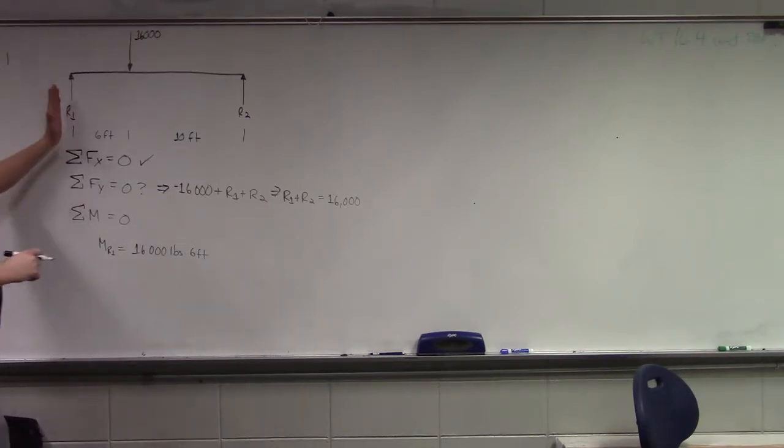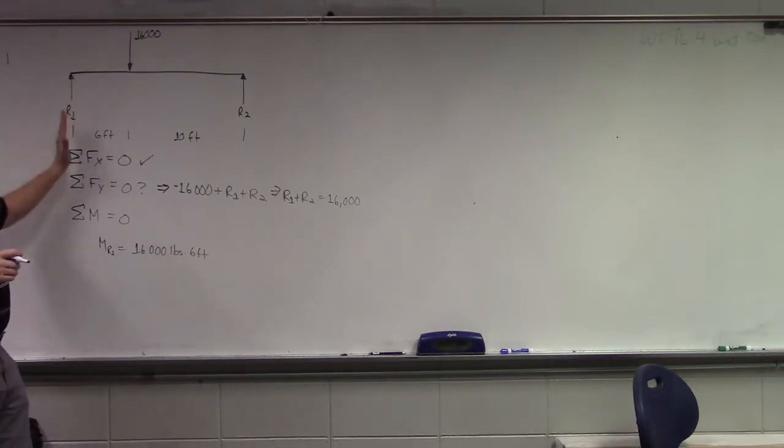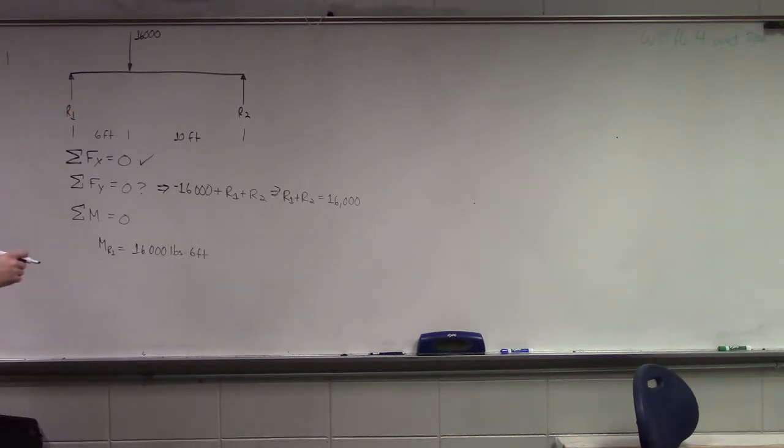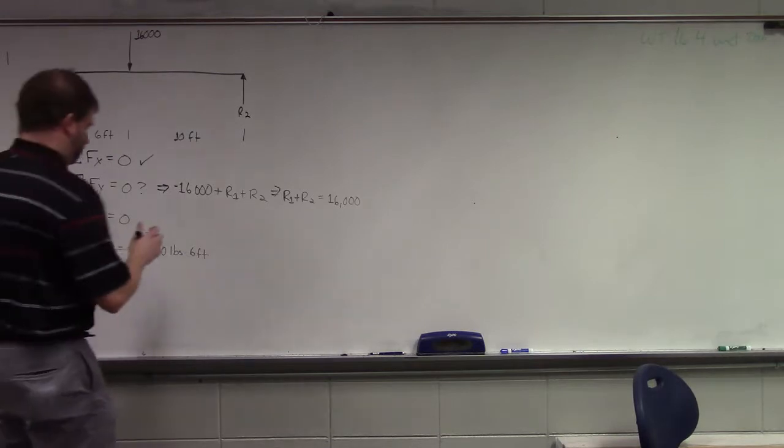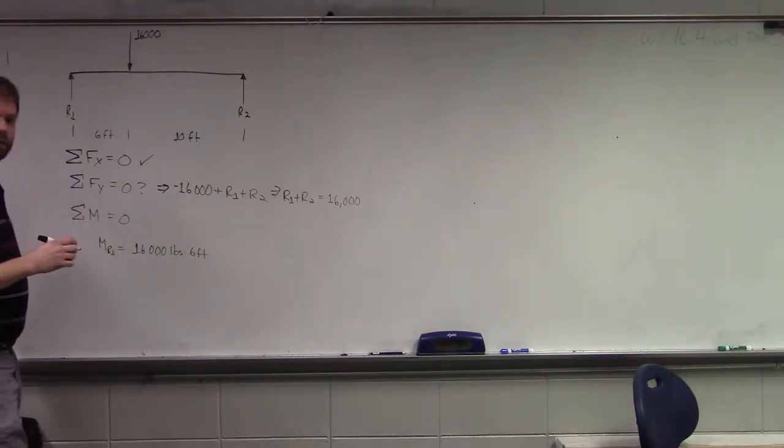You have to remember though, if you're looking about this point, what's causing rotation? Is R1 causing rotation? No. Why not? It's going through that point. When you put R1 equals, you figure it all out and it gives you R2. Correct. And then you subtract that off the total and that'll give you R1. That is correct. So that's what I was saying.